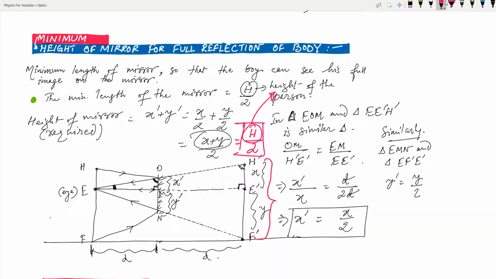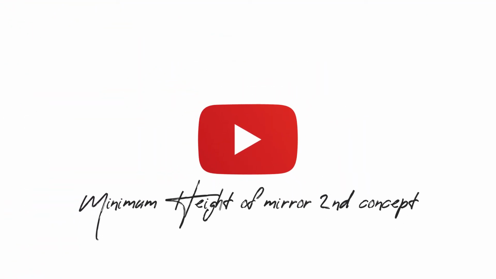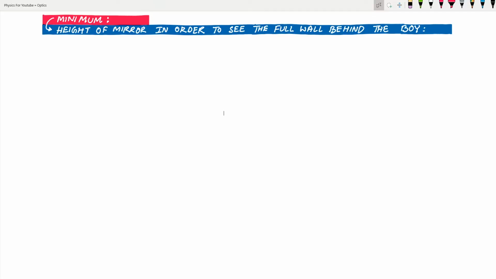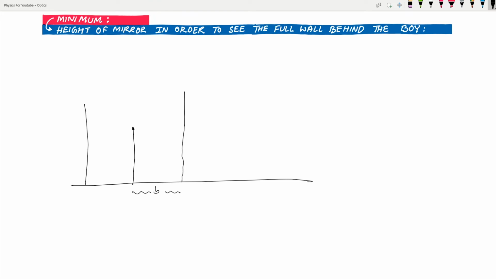Now let's move on to our next concept. Okay, now let's look into this concept. The question says: the minimum height of mirror in order to see the full wall behind the boy. So it's a bit different from the earlier case. It will be easy once I draw the diagram. So the question says that this is the mirror, and a boy is standing here at a certain distance, suppose B, and a wall is behind the boy at a distance, suppose A. This is the wall, and the boy wants to see the total image of the wall in the mirror. So what should be the height of the mirror?